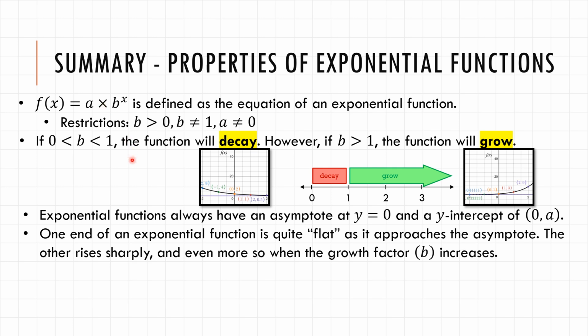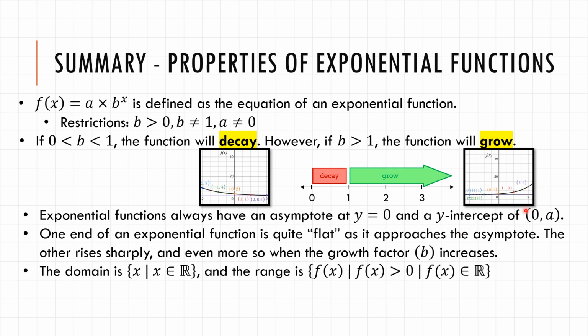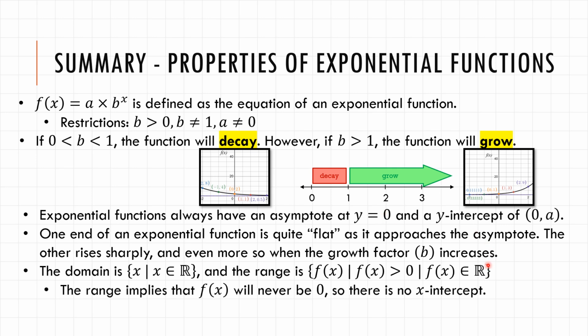The graph of an exponential function looks very similar to one another. It's really flat on one side and then it rises very sharply on the other side. The domain is any real number, and the range is any number as long as it's greater than 0, not equal to, because that is the asymptote. Okay? And that implies that there is no x-intercept, even though there is a y-intercept.